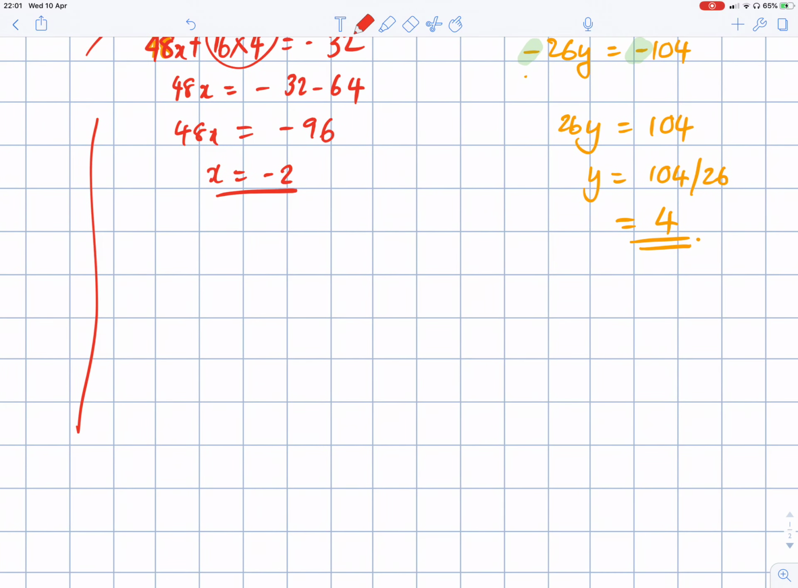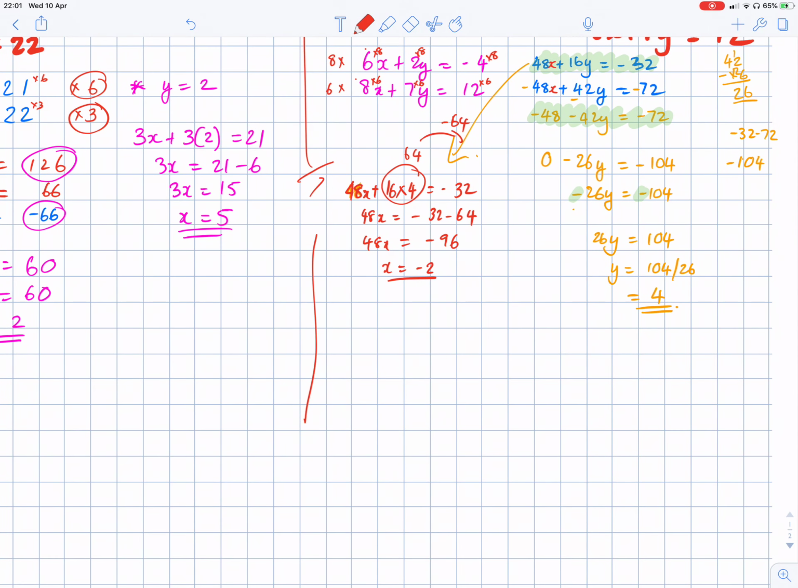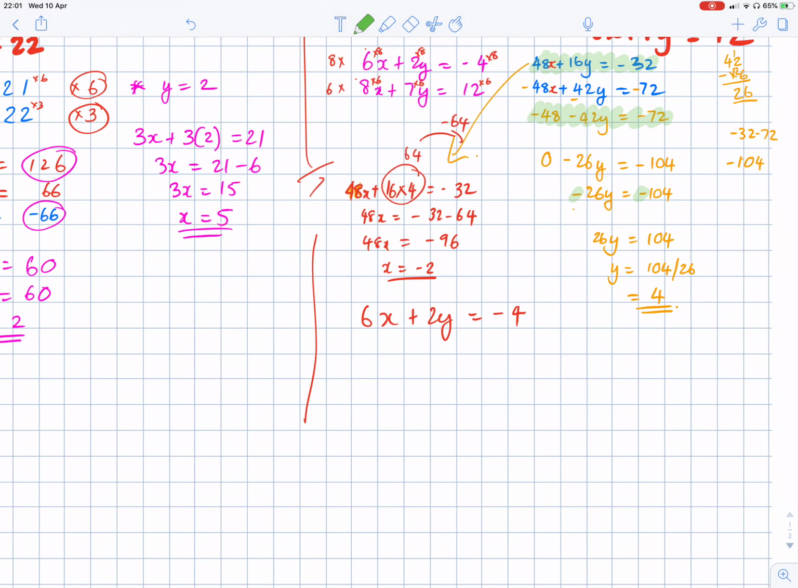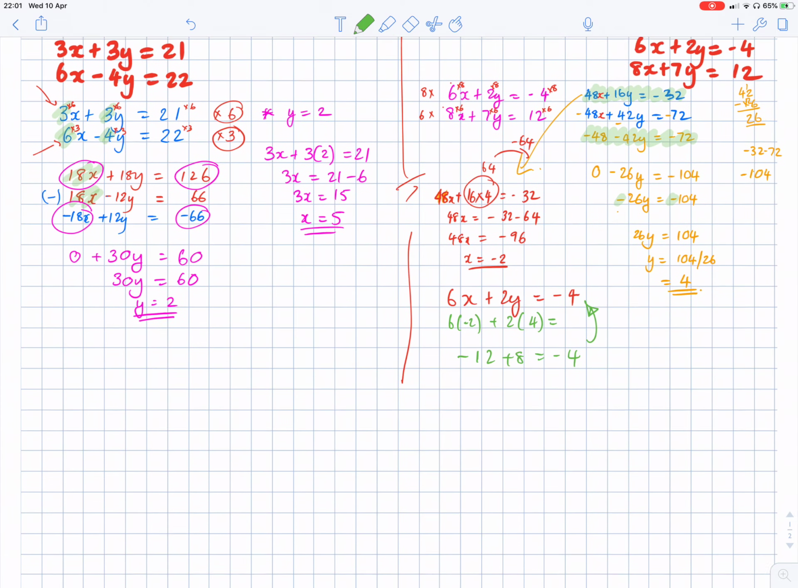Now you can take the values of x and y and place them in any of the equations. For example, the first equation is 6x plus 2y is minus 4. So if I take 6 times minus 2 plus 2 times 4, that should be equal to minus 4. So this is minus 12 plus 8, which is minus 4. So that is correct, and you can do the same with the other equation.